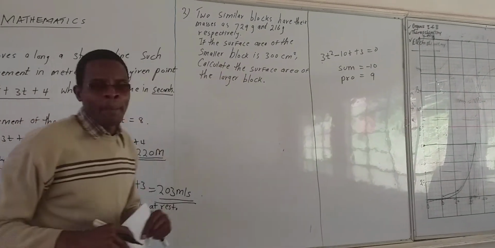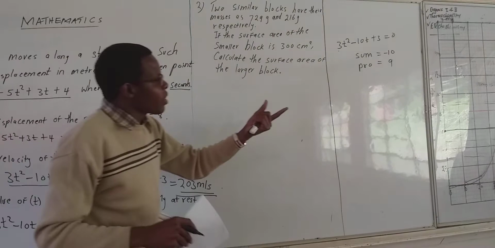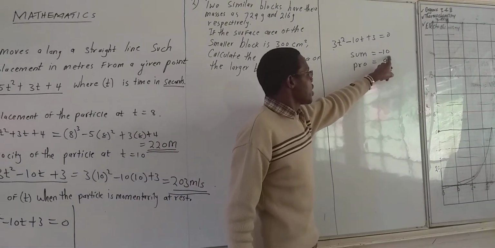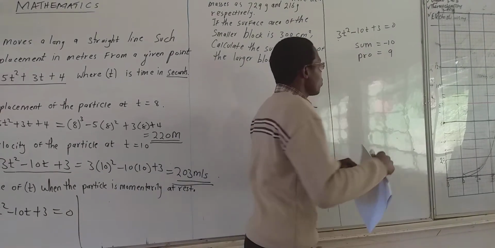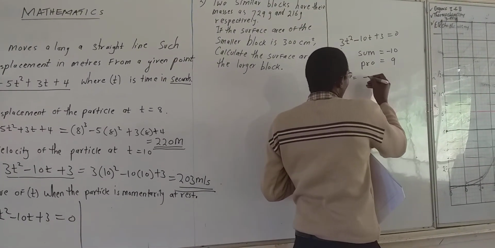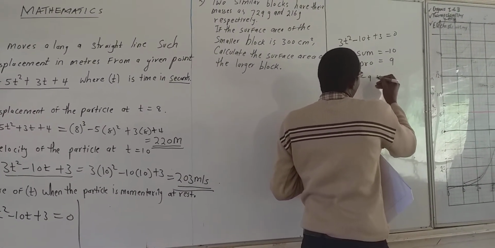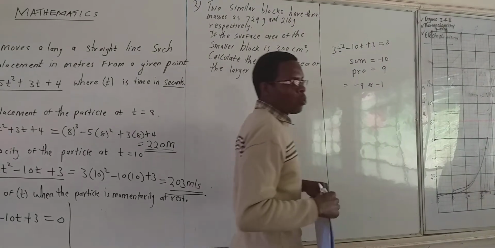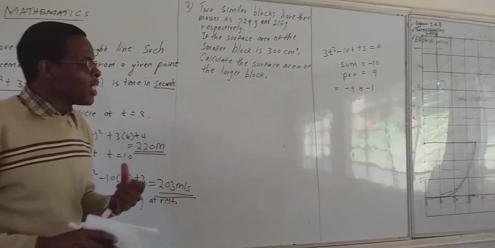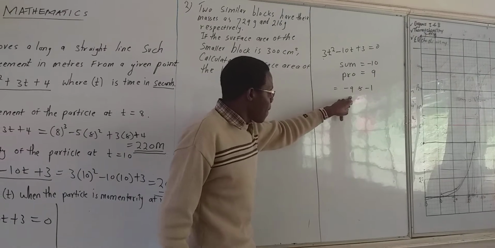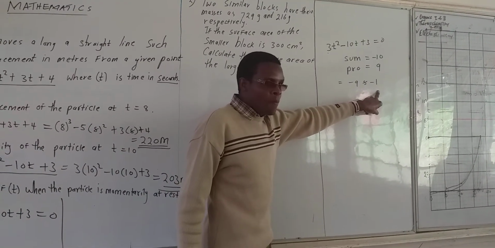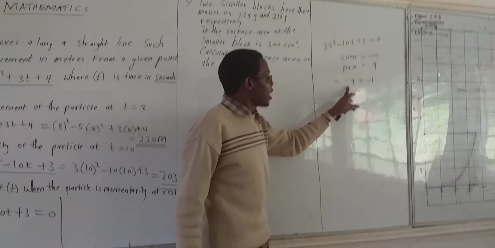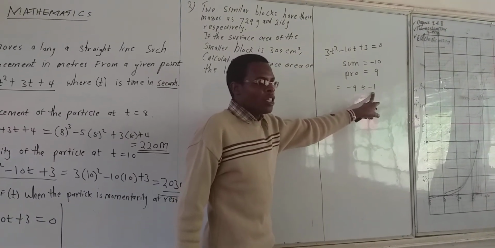So you search for two numbers whose sum, if you add them, gives you negative 10, but if you times them, 9. What are the two numbers? The two factors are going to be negative 9 and negative 1, such that negative 9 times negative 1, you are going to find 9 positive, because remember a negative times a negative is always a positive.